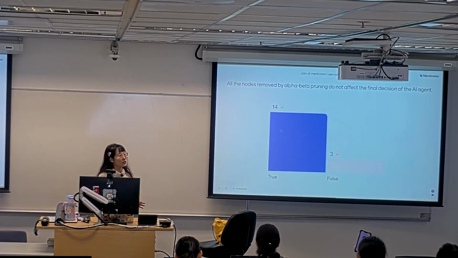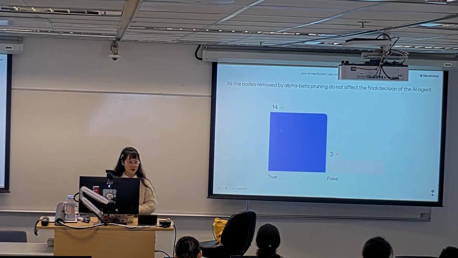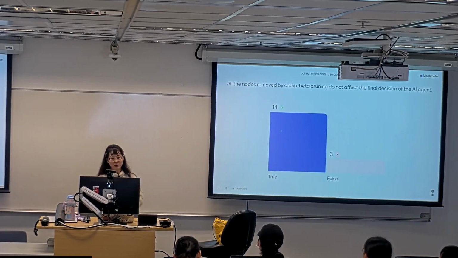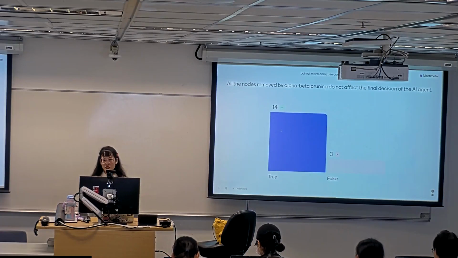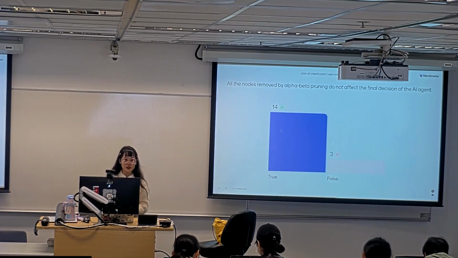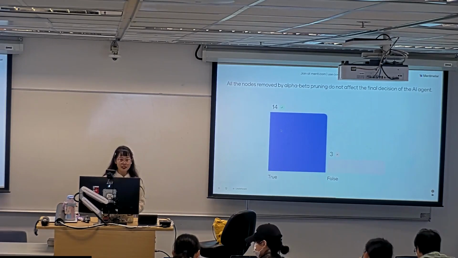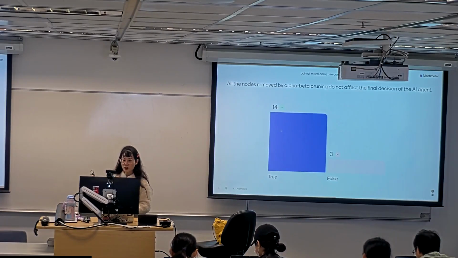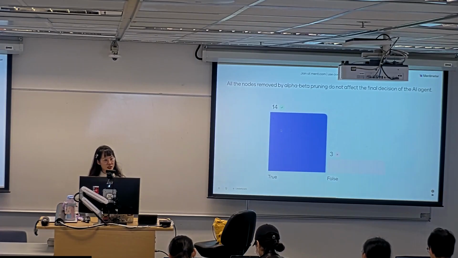Okay, this is true. Basically, that's why we apply alpha-beta pruning: because we want to maintain efficiency. In the meantime, we still need to make sure alpha-beta pruning is an optimal algorithm. Optimal algorithm means that the final decision is still the best action the AI can take. So all the nodes removed by alpha-beta pruning definitely won't affect the final decision, because the pruned nodes are not the best actions; they are just unnecessary nodes and branches that are not worth exploring. So that's why we can prune these nodes. That is the motivation of alpha-beta pruning. So this statement is true.